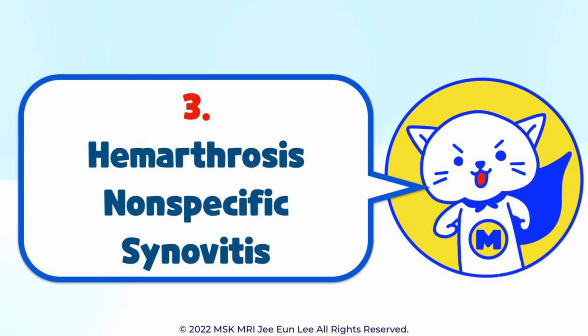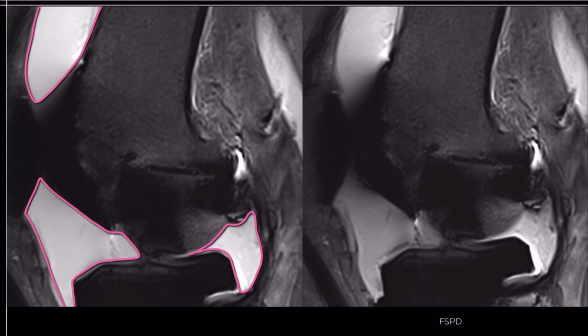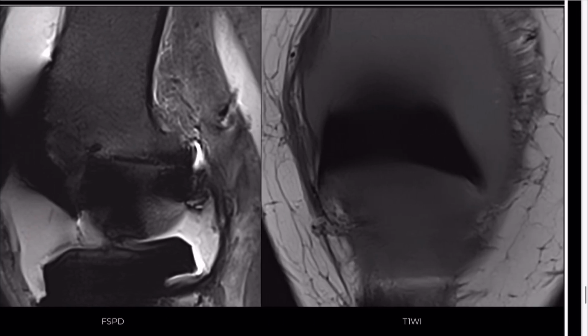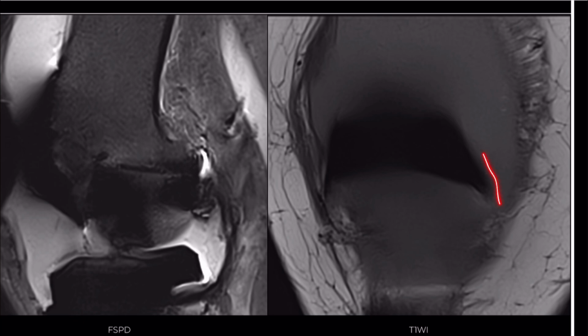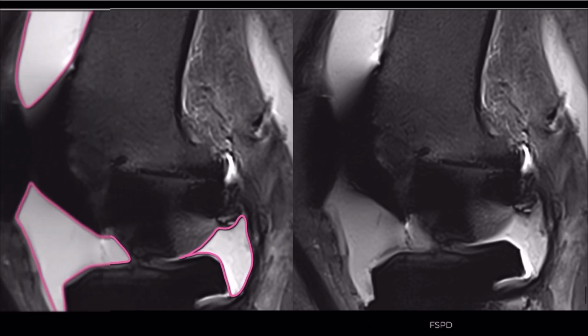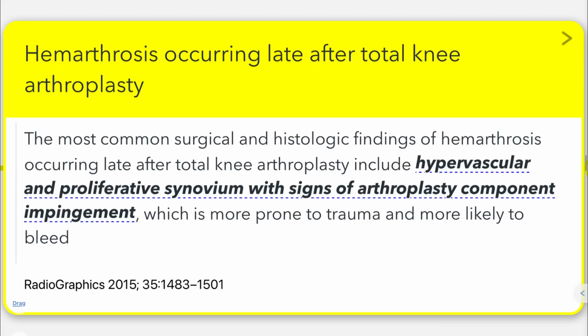Case 3, Hemarthrosis, Nonspecific Synovitis. The third patient has a homogeneous effusion with high signal intensity on T1-weighted MRI, suggesting hemarthrosis. Hemarthrosis occurring late after TKA often shows hypervascular and proliferative synovium with signs of arthroplasty component impingement, making the synovium more prone to trauma and bleeding.